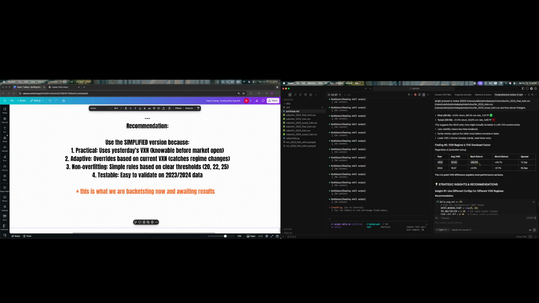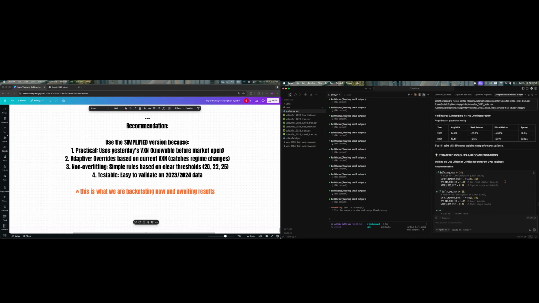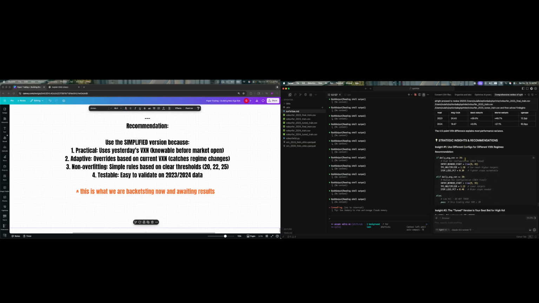Average, best, worst, spread. Okay. Strategic insight and recommendation. Use different configurations. We're already doing that.